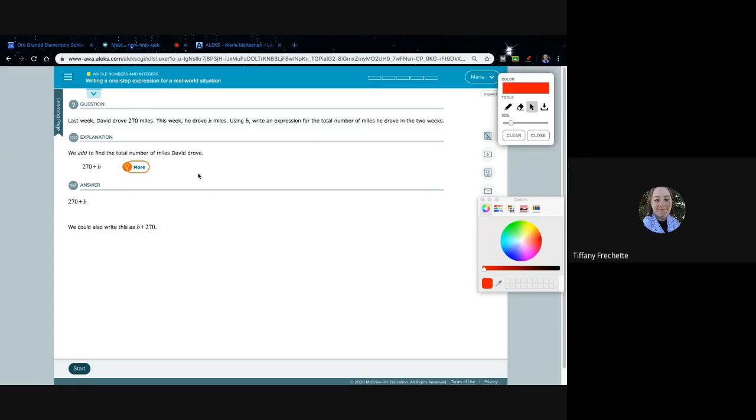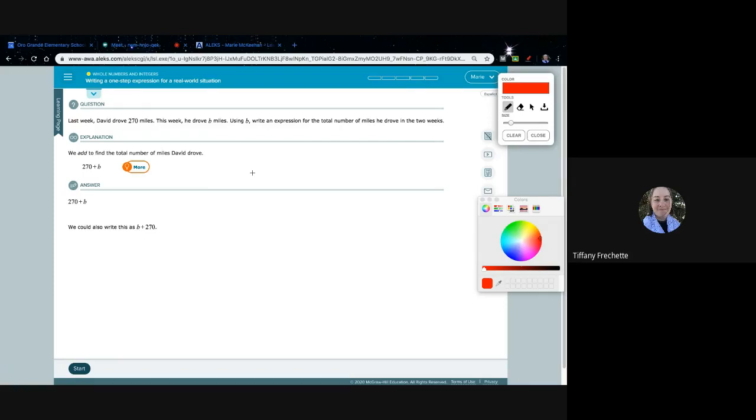Writing a one-step expression for a real-world situation. All right, so real-world situation just means they're going to give us a word problem, meaning they're going to give us context or a background, a small story to go with the numbers that we've been dealing with. So a lot of students, again, stress out about word problems. Word problems just help you relate what it is you're learning in math to something real.